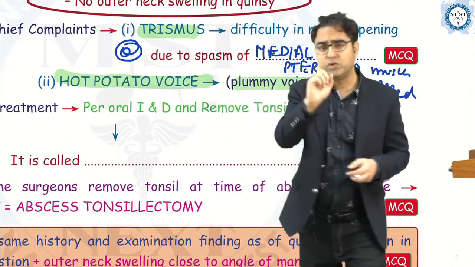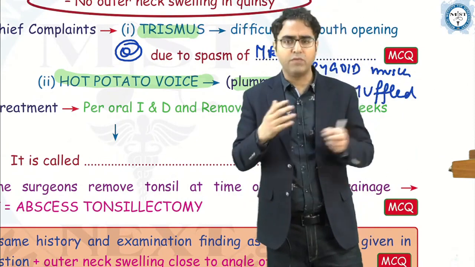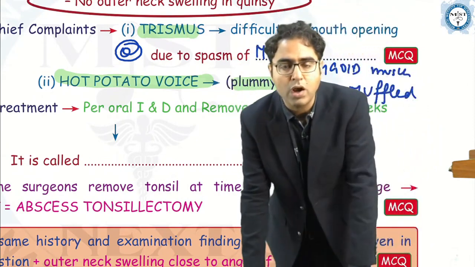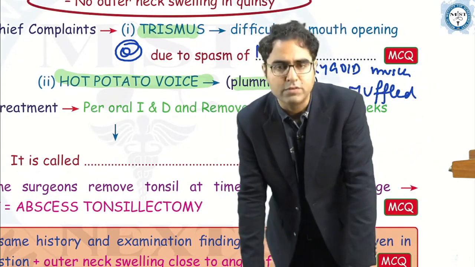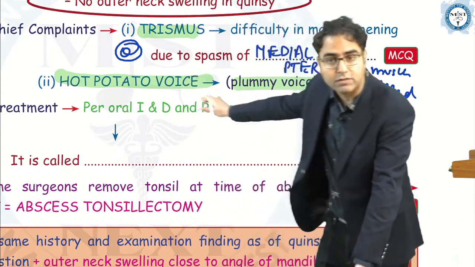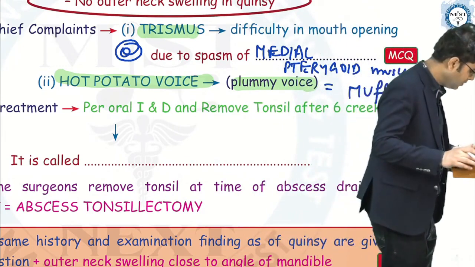If you have to choose one thing, and they give hot potato voice seen in 4 things and you are confused, quinsy is the most hallmark thing. If they give you hot potato voice is seen in, and you have 2-3 overlapping choices, mark quinsy. Quinsy is the classical thing where this word is used. Okay, this is this disease. Hot voice or plummy voice or muffled voice.